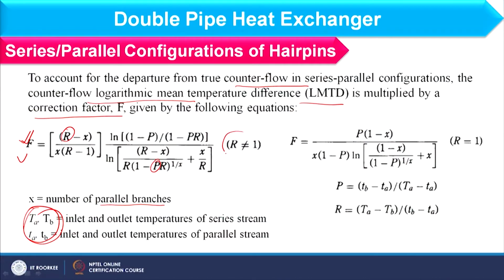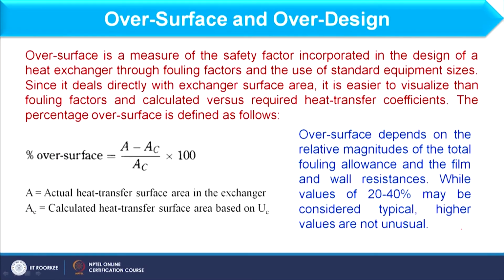So, if R is not equal to 0, we can use this expression, otherwise we can use this expression, and here P and R, which we have already discussed, we can calculate here as well in the similar line. Okay. So, here you can consider FT correction factor along with LMTD. And further, as far as design of double pipe heat exchanger is concerned, we should consider over surface and over design. Okay. Now, what is this over surface and over design?